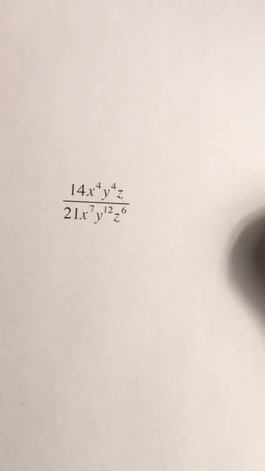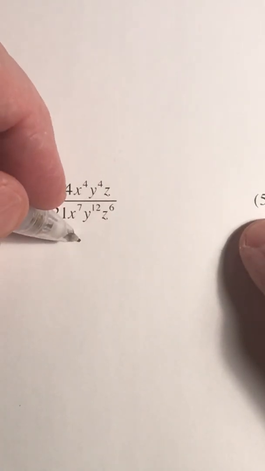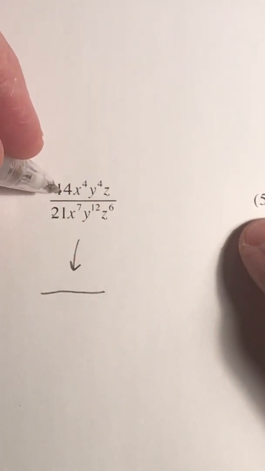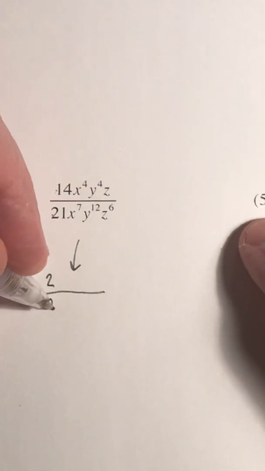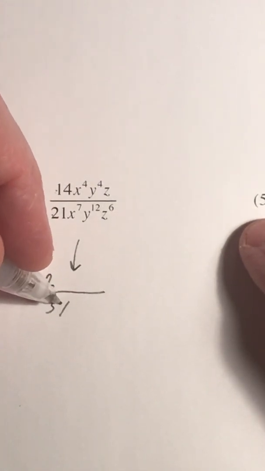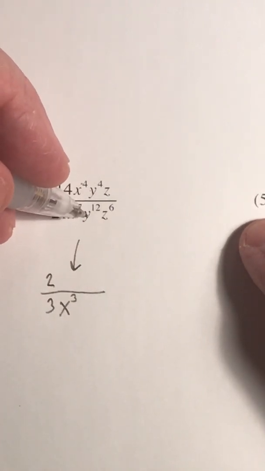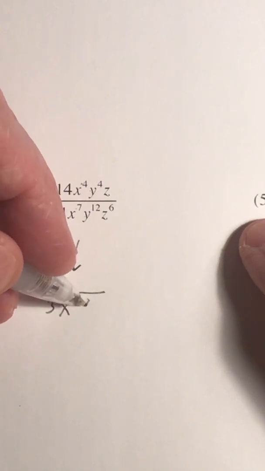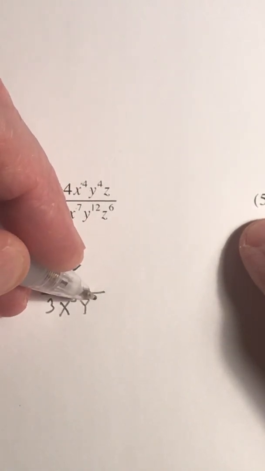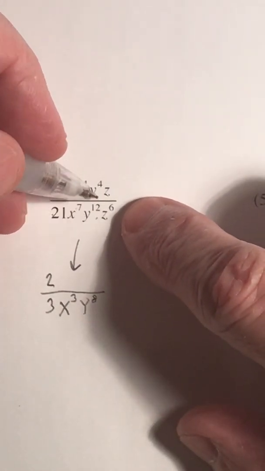Oh my goodness, 3 variables. I think I shall faint. Well, 14 and 21, I'm going to divide those both by 7. I get a 2 and a 3. Larger power of x is in the bottom denominator. 7 take away 4 is 3. Larger power of y is in the denominator. 12 take away 4 is 8. And the larger power of z is also in the bottom.